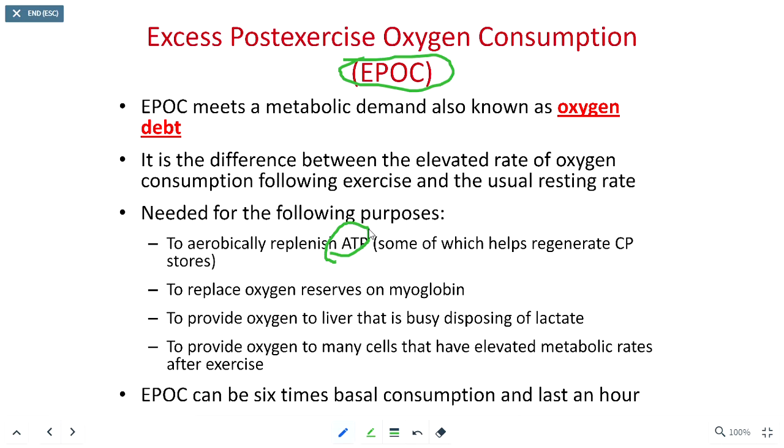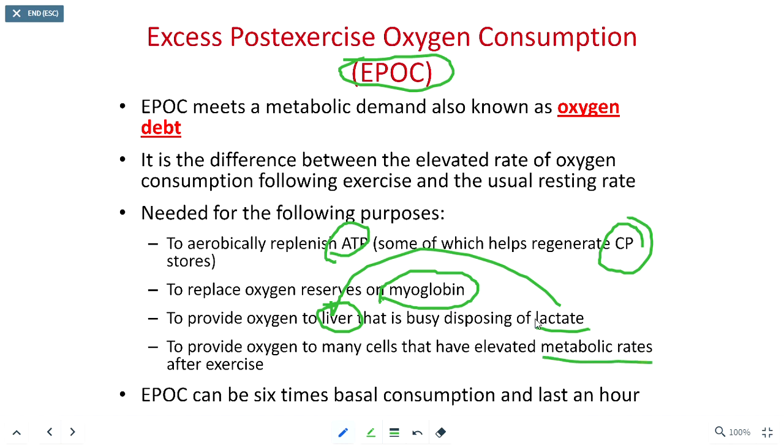Some of that ATP goes immediately to regenerating creatine phosphate reserves. Some of the oxygen in their body is going to be used to reoxygenate the myoglobin within the skeletal muscle fibers. Some of the oxygen is going to be used to turn lactate back into pyruvate within the liver. So our liver is going to be a big oxygen suck after we're done exercising. And we're also going to use a lot of oxygen to get rid of the metabolic waste that has built up in a lot of the cells of our body.